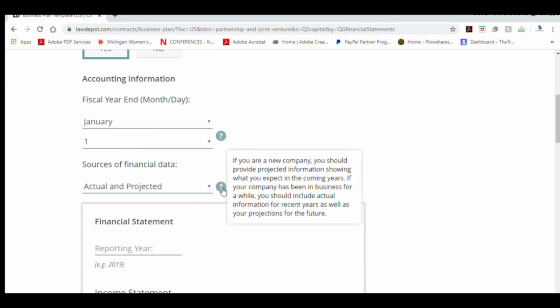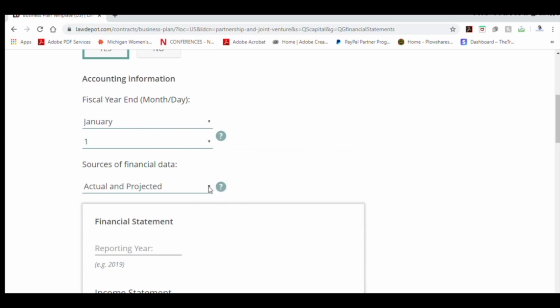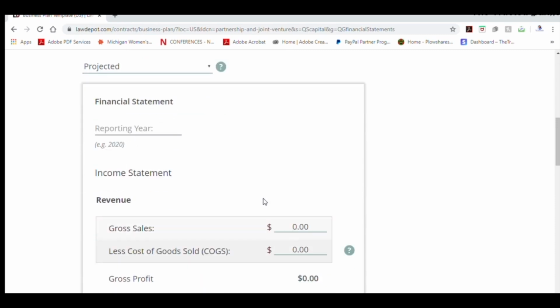Actual and projected. So you definitely want to put down your actual and projected costs. So what are your projected? If it's a new business, the only thing you can do is create projected. So you want to put down here, and this again goes to show that you've done a lot of research and you put a lot of thought into this business, and you have some definite numbers on how much it's going to cost to get this business up and running.